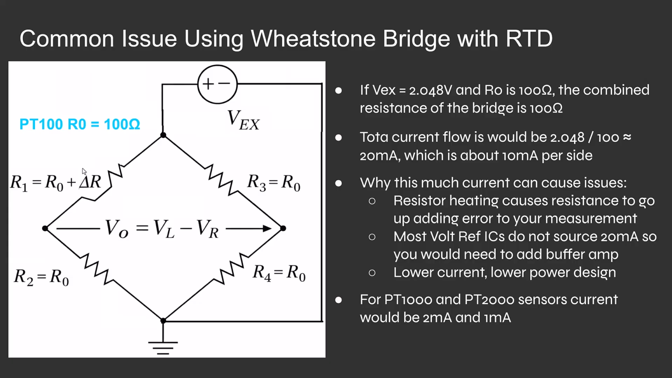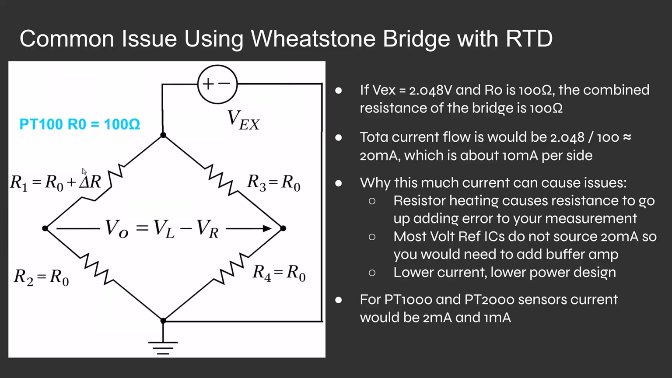The other thing I want to mention is most reference ICs, or at least the ones I've worked with, can't put out 20 milliamps. So what you typically have to do in your design is add a precision buffer amp and then feed the ADC and the Wheatstone Bridge from that precision buffer amp to get that ratiometric cancellation. But of course, adding a buffer amp adds more cost to your design, and you still have the self-heating problem.